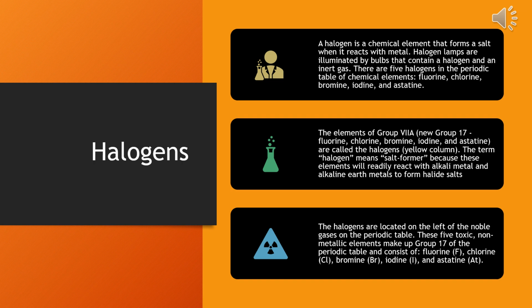These 5 toxic, non-metallic elements make up group 17 of the periodic table and consist of fluorine, F, chlorine, Cl, bromine, Br, iodine, I, and astatine, At.